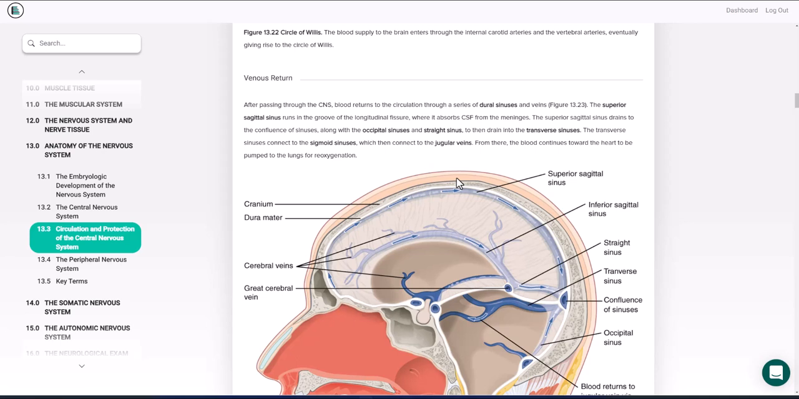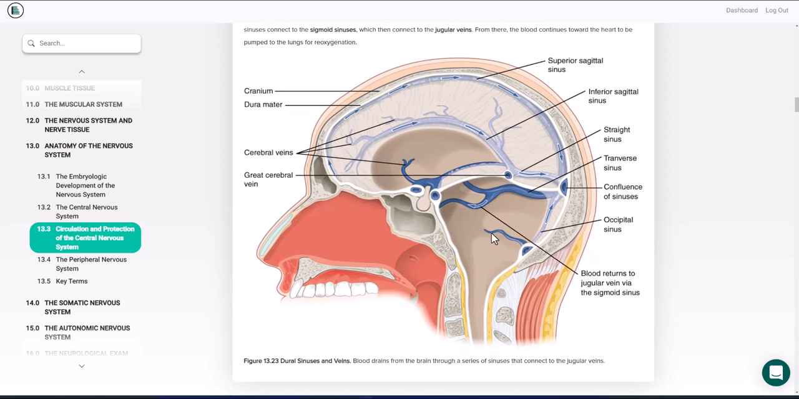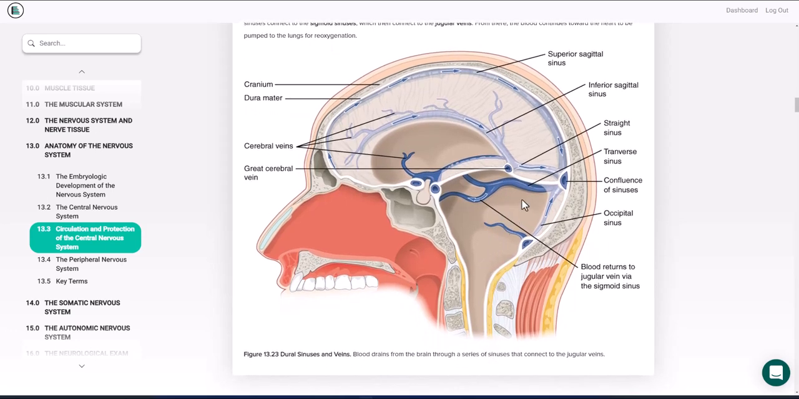Again, a little bit different than other places. There are a number of veins that are going to return the blood back down out of the brain, break through the cranium, and come back down the vertebra.